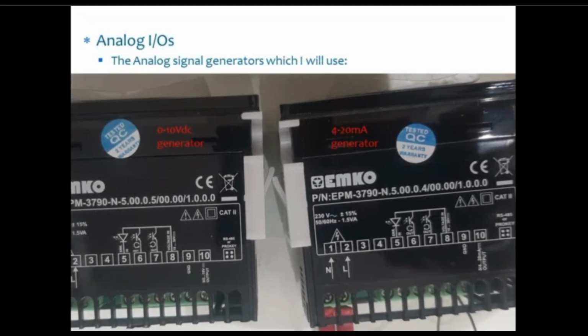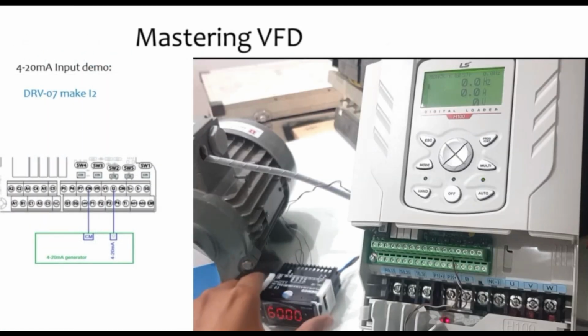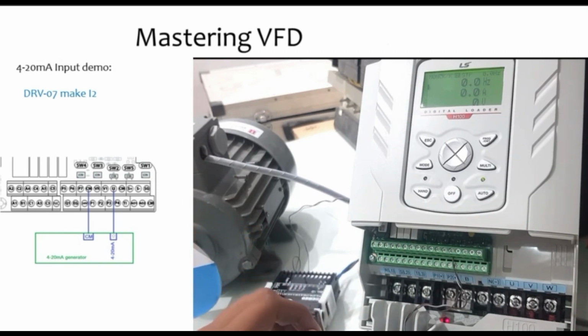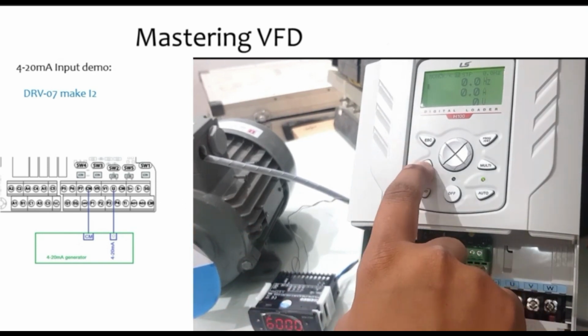This is the controller which I'll be using for generating the analog signal. One is 4 to 20 milliampere and the other is 0 to 10 volt. So let's switch to the demo. For this demo, I have connected this device. This is 4 to 20 milliampere, and now I will program it.